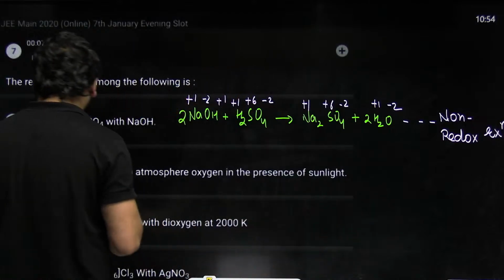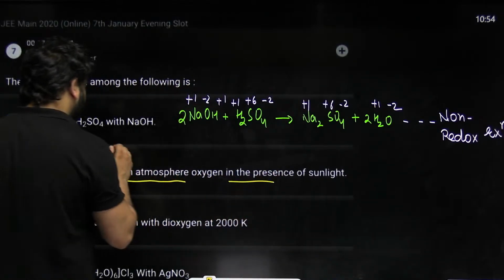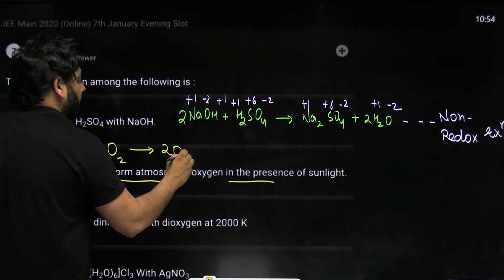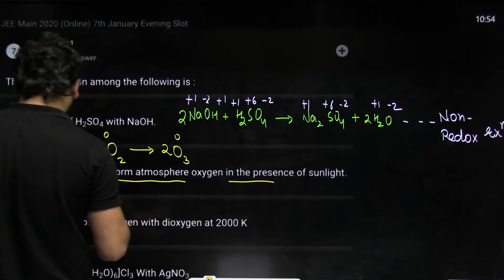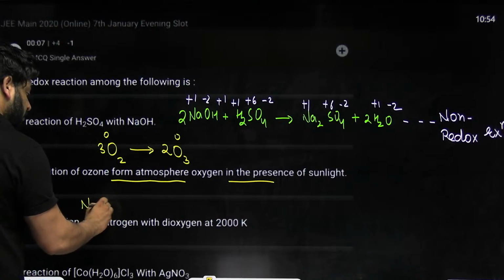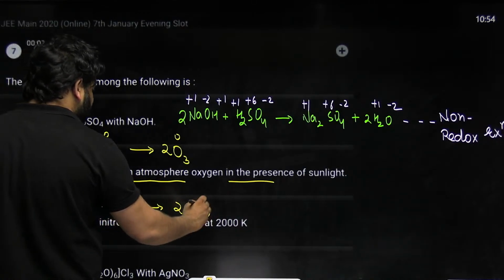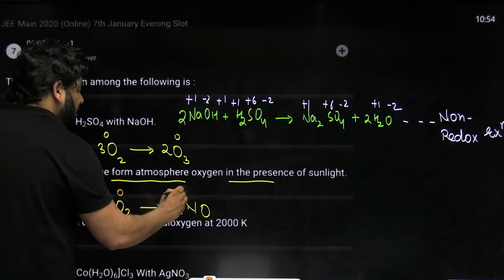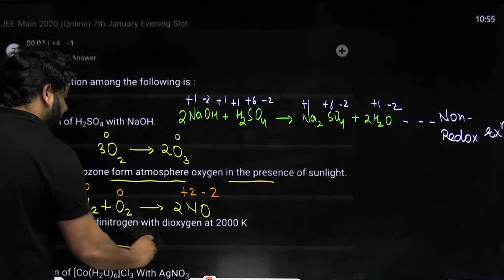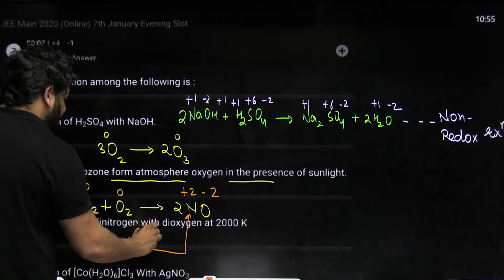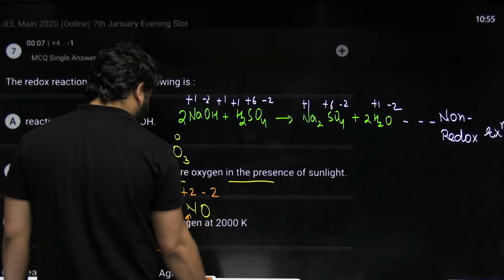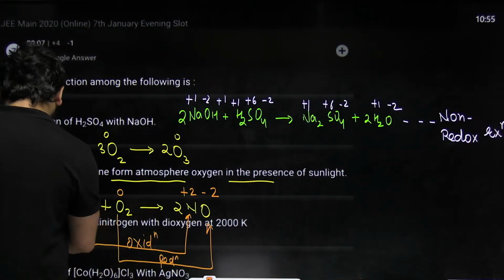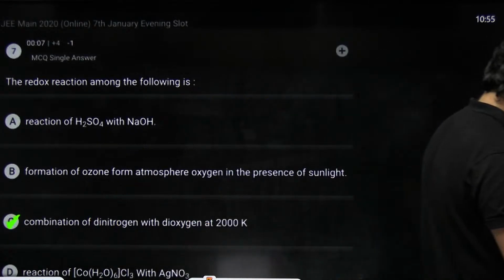Let us come to another part, formation of ozone. This is also non-redox: 3 O2 produces 2 O3. Oxidation states are 0, 0. So this is non-redox. Combination of dinitrogen N2 plus dioxygen O2 producing nitric oxide: there we can find the oxidation state going from 0 and 0 to +2 and -2. So this is oxidation from the nitrogen point of view, and reduction from the oxygen point of view. So tell me the correct answer, everybody. C. Absolutely.